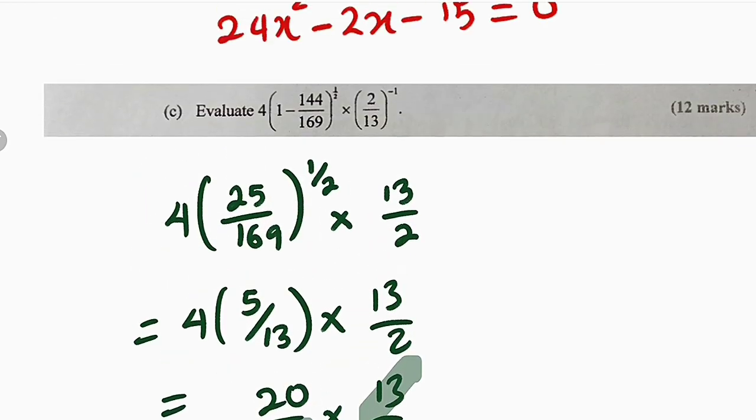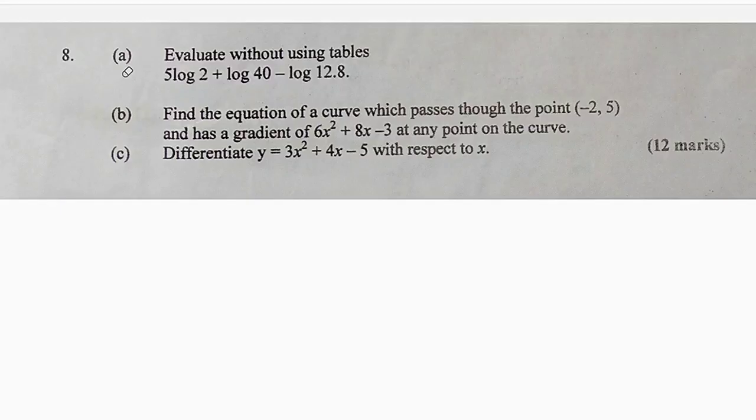Now let us move on to question number 8. Question number 8a, we are asked to evaluate without using tables 5 log 2 plus log of 40 minus log of 12.8. And the B part, we are asked to find the equation of the curve which passes through the point -2, 5 and has a gradient of 6x squared plus 8x minus 3 at any point on the curve. And lastly, we are asked to differentiate the function 3x squared plus 4x minus 5 with respect to x. All right, let's get started.